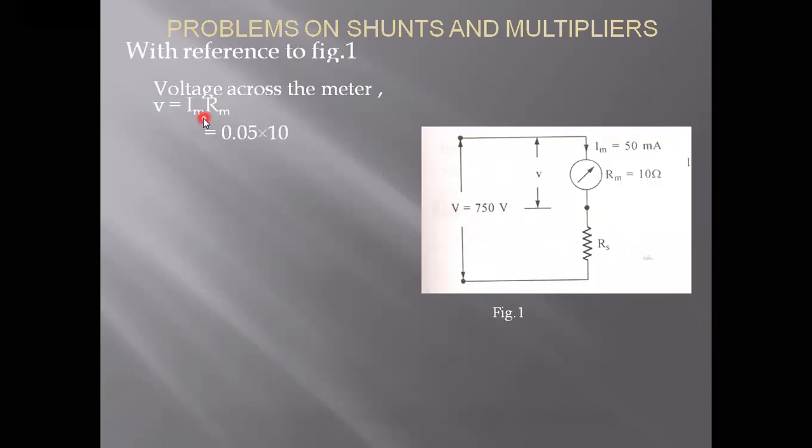Meter voltage would be Im into Rm. So Im is 50 milliamperes converted to amperes, 0.05 amperes, into Rm, which is 10 ohms. So the meter voltage is going to be 0.5 volts. We'll see the same in the figure. So this voltage value is the meter voltage and it is 0.5 volts.